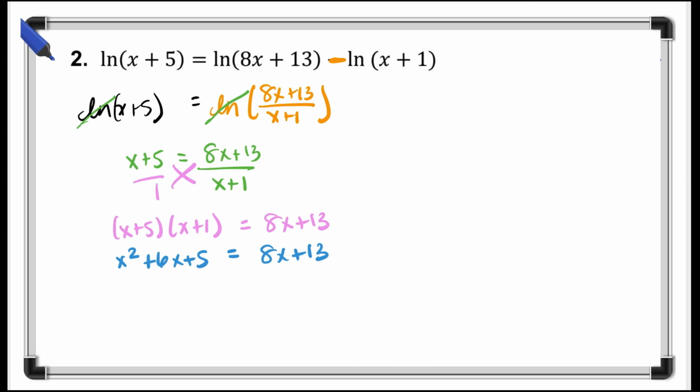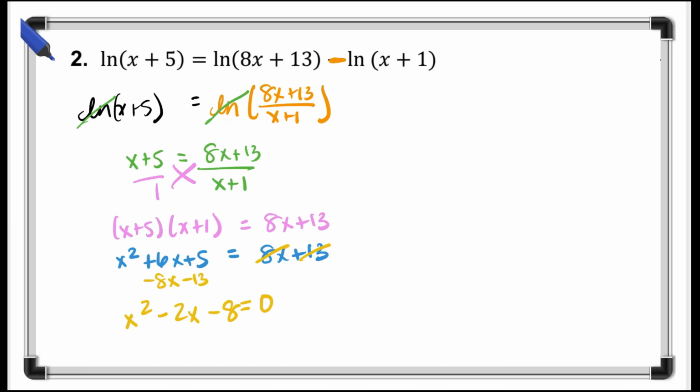Now you have a quadratic, so your first thought would be, oh, I need to get this equal to 0, so that way I can possibly be able to factor, which means I'm going to subtract 8x and subtract 13 to get 0 on the right side. This would get me x squared minus 2x minus 8.